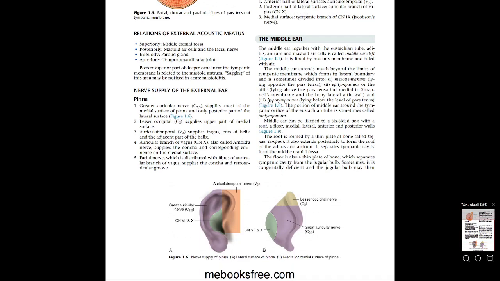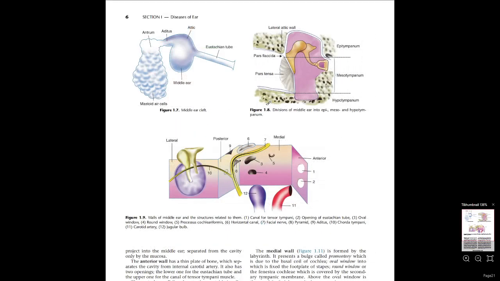Then there is the middle ear. It is divided into three parts: the epitympanum, the mesotympanum, and the hypotympanum. This is the lateral attic wall. Attic means the ceiling or the upper part. This is the pars flaccida, and this is the pars tensa. These are the ear ossicles: malleus, incus, and stapes. This is the footplate of the stapes joining with the oval window.